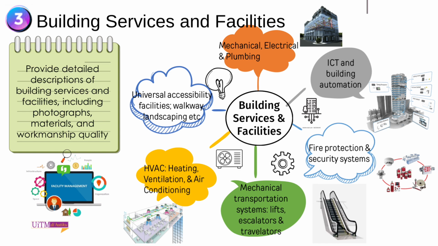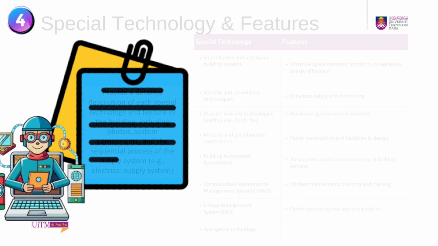3. Building services and facilities. Provide detailed descriptions of building services and facilities, including photographs, materials, and workmanship quality. Building services and facilities: mechanical, electrical and plumbing; ICT and building automation; fire protection and security systems; mechanical transportation systems, lifts, escalators and travelators; HVAC, heating, ventilation, and air conditioning; universal accessibility facilities, walkway, landscaping etc.